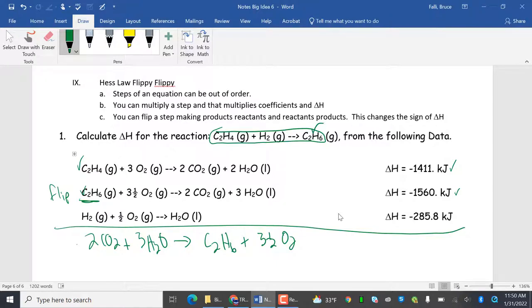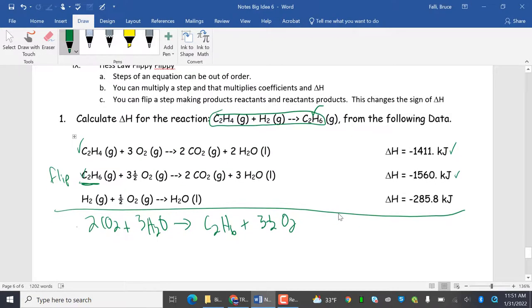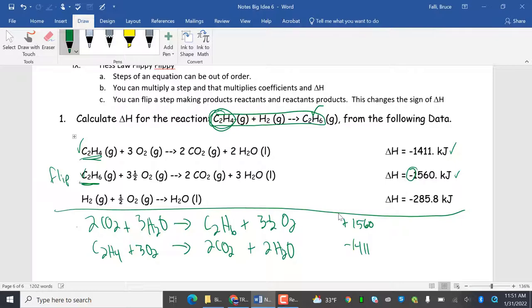Okay. Now what I'm going to do is try and just put some of the reactants in there. C2H4 looks kind of complicated, so let's see if we can get that guy in there. C2H4, I only want one of them, right? So I don't have to multiply by anything. Plus 3O2 will give me two CO2s plus two H2Os. Oh, no, I forgot to do this. I flipped this guy, so this becomes positive. Right, so I flipped it: 1560. And this one I left alone, so it's negative 1411.